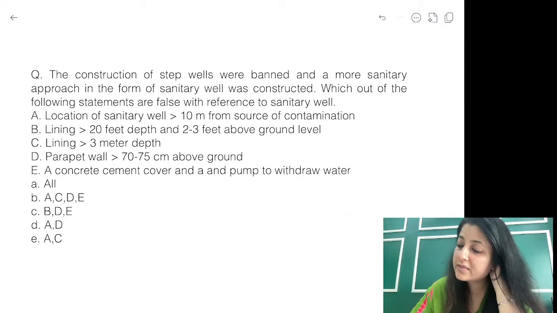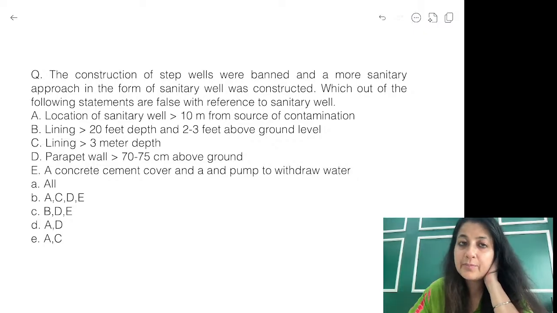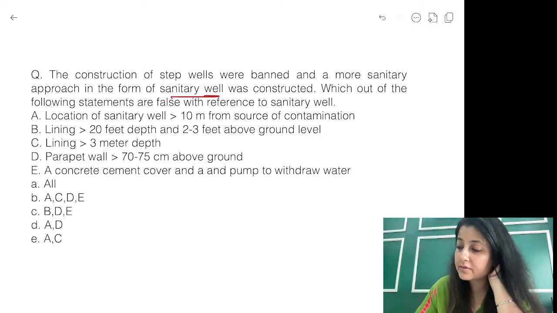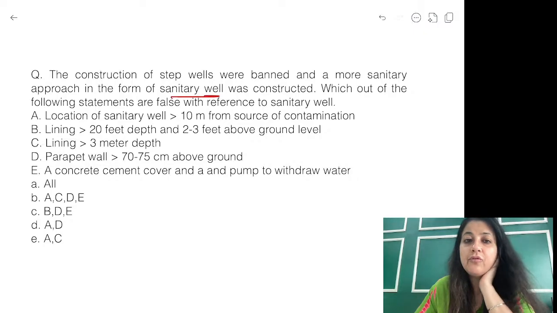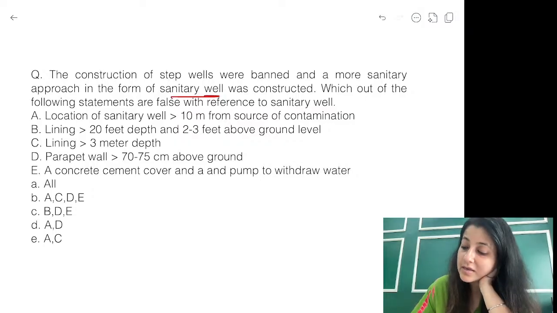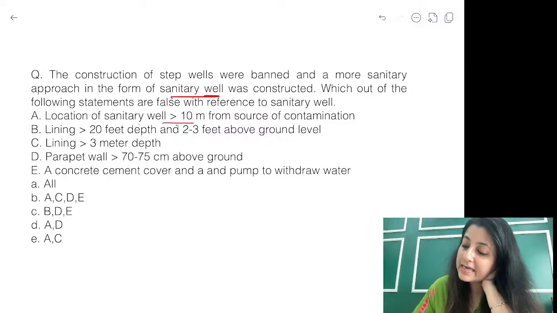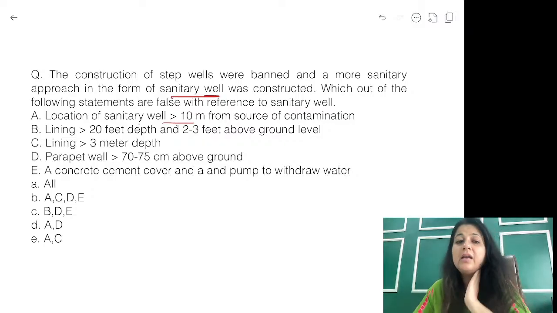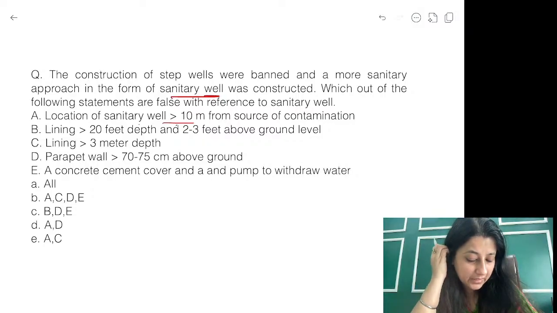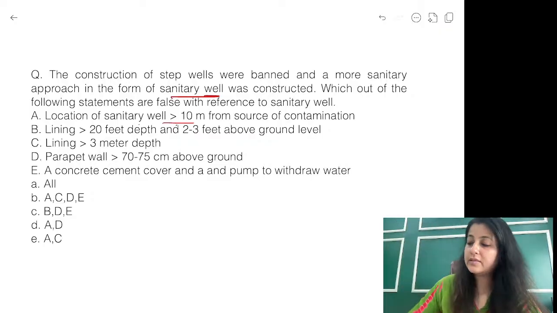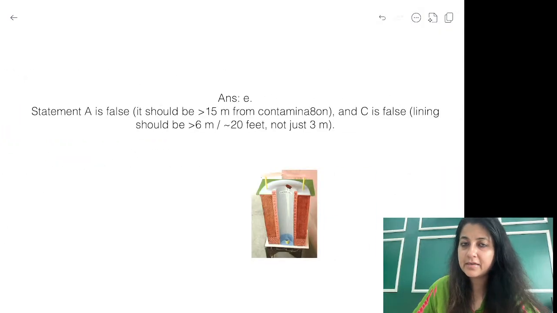Sanitary well. The construction of step well was banned and a more sanitary approach in the form of sanitary well was constructed. Which of the following statements are false with reference to sanitary well? Location of sanitary well more than 10 meters from the source of contamination. Lining more than 20 feet depth and 2 to 3 feet above ground level. Lining more than 3 meter depth. Parapet wall. Now you don't have to remember everything. You have to just remember a few points. I don't want you to remember everything from sanitary well.